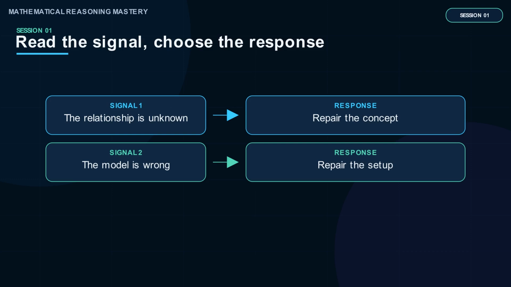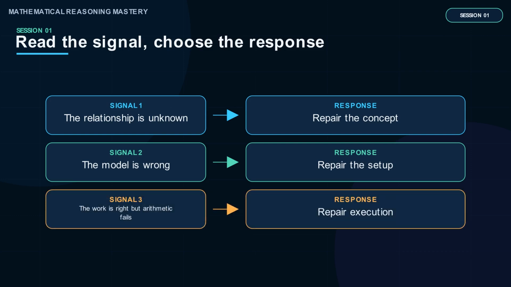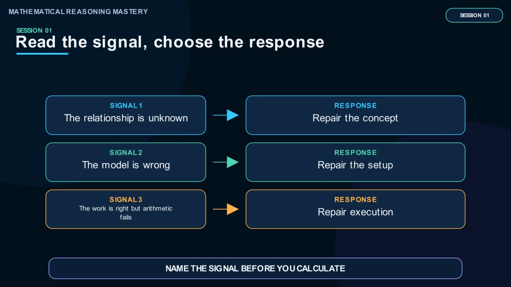Signal 2 is, the model is wrong. In that case, repair the setup. The form tells you which tool fits. Signal 3 is, the work is right, but arithmetic fails. Remember, repair execution. This separates plausible work from valid reasoning. If you cannot name the signal, pause and classify. A deliberate choice of method is usually faster than repairing a rushed setup.